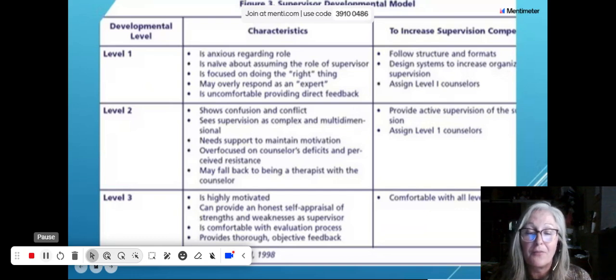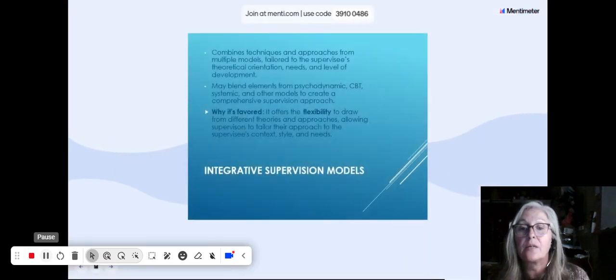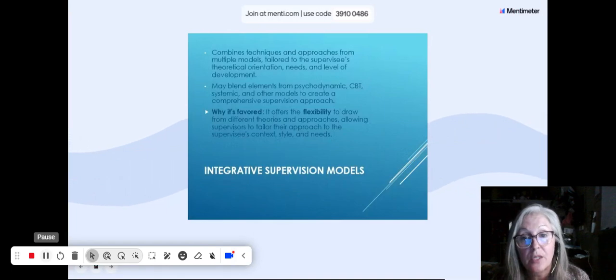Level 3, the favorite part of this one to me is you can be honest in a self-appraisal. You can honestly look at yourself and be okay with knowing your strengths and your own weaknesses. I think that's very important here. Okay. And then we go to the integrative supervision models.